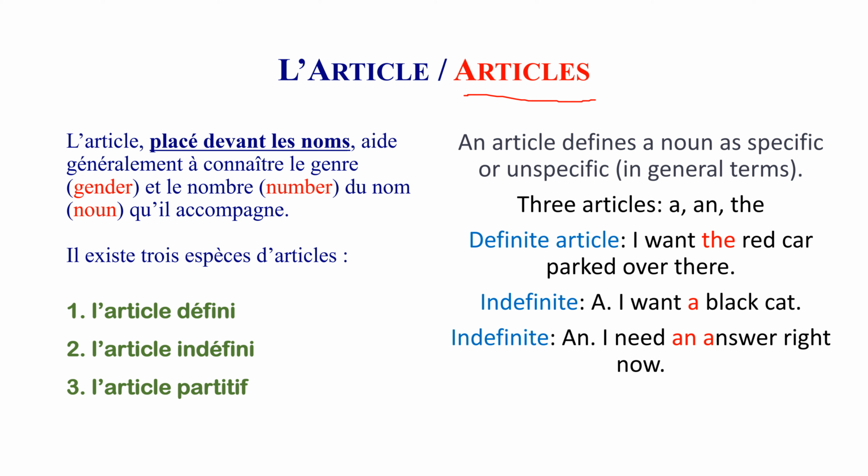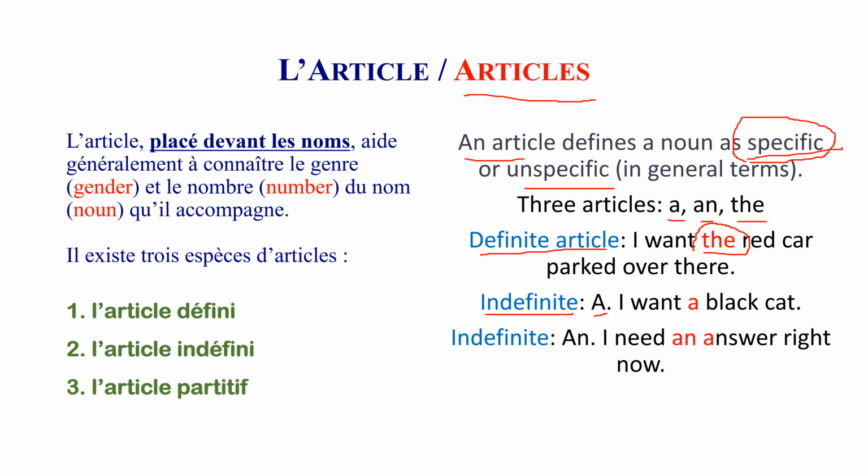I'm sure you've come across articles when you attended elementary or high school. So let's just recap quickly, and we're going to go through the English definition first. So what is an article in English? An article defines a noun as either specific or unspecific. In English, you've got three articles: a, an, and the. So a definite article, for example, is I want the red car. The is a specific one, meaning I want that one parked over there. Any red car would not do because I want the red car.